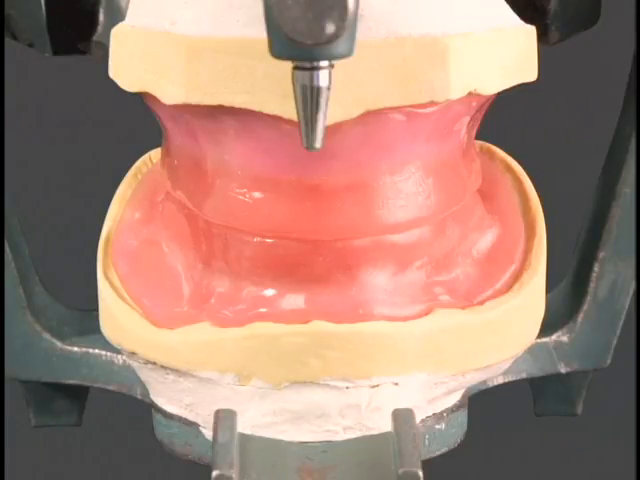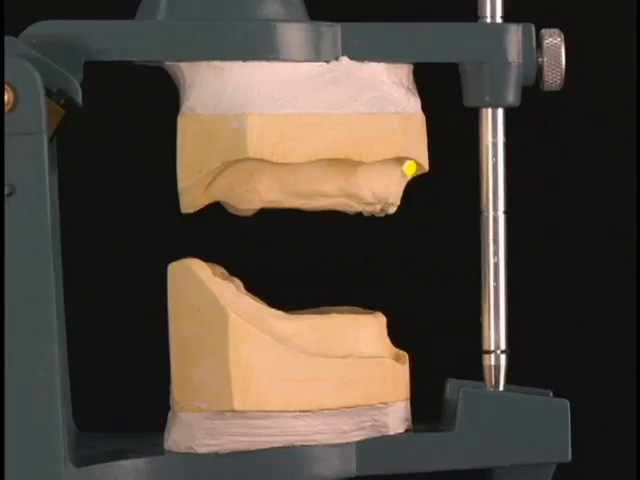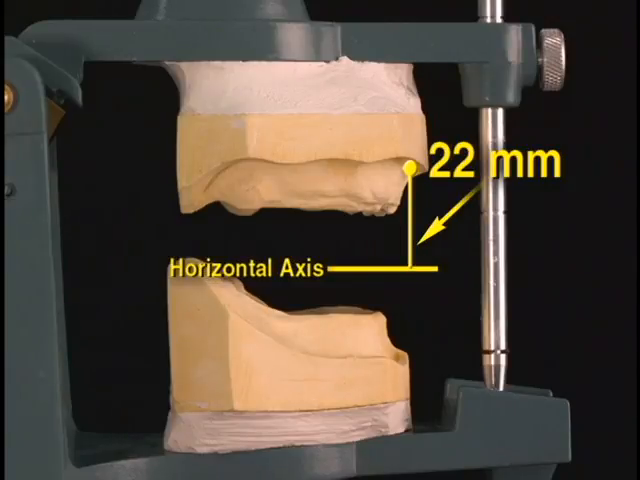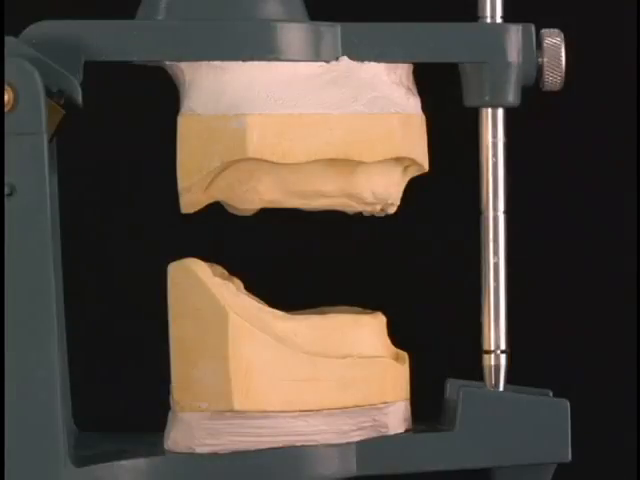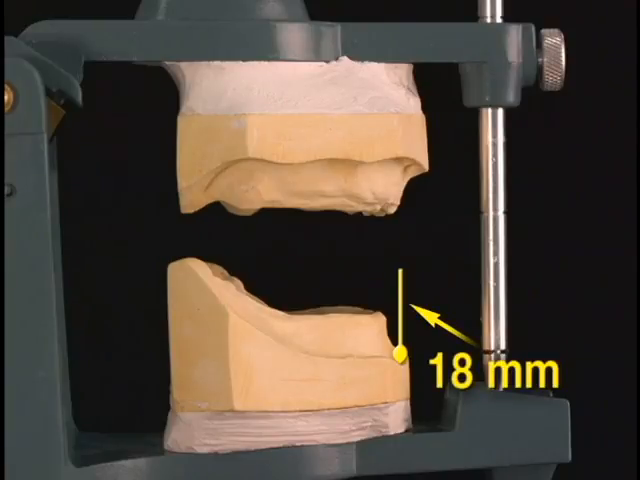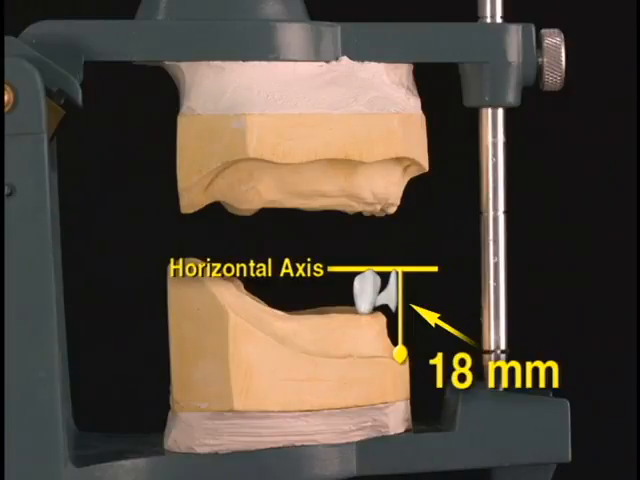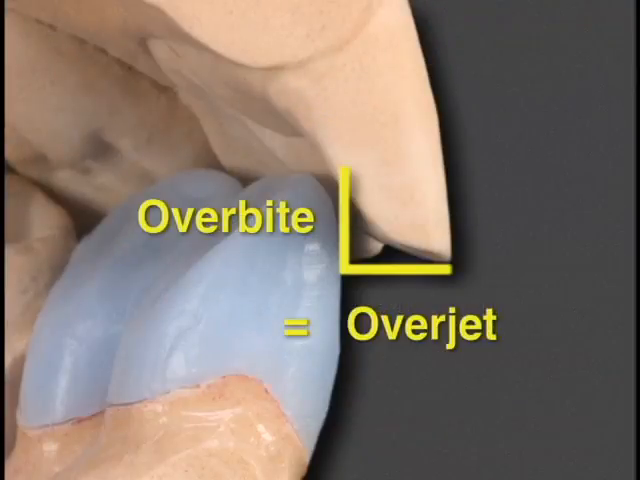Here's what you do. On the maxillary arch, locate the deepest point of the labial vestibule and measure down 22 millimeters. This gives you the approximate incisal position of your upper centrals and canines. And because we're trying to establish an Angle's class 1 bite, for more accuracy, make the overjet equal to the overbite. You can do the same thing on the mandibular arch. Locate the deepest point of the labial vestibule and measure up 18 millimeters. This gives you the approximate incisal position of your lower anteriors, which are all about the same length. Once again, to fine-tune the incisal positions, make the overjet equal to the overbite.